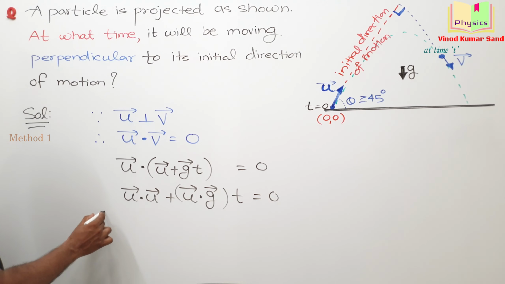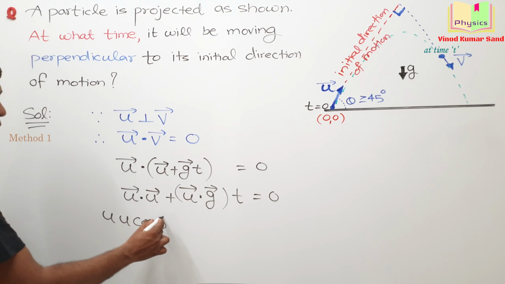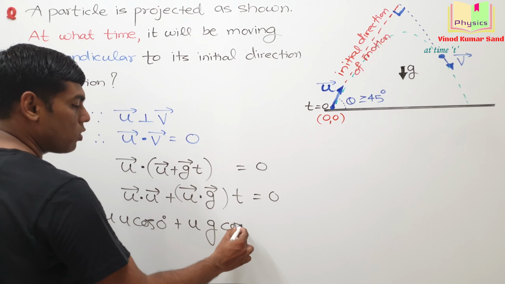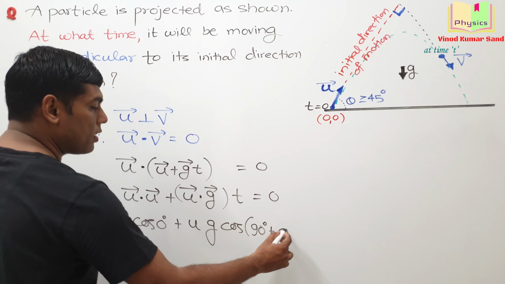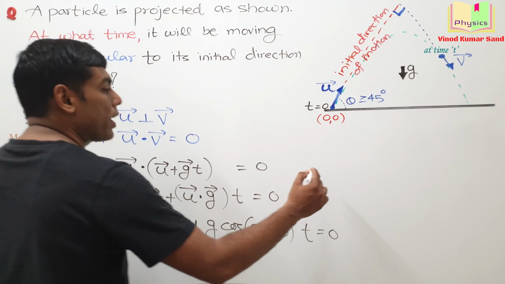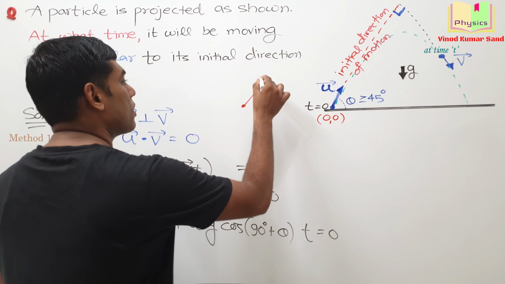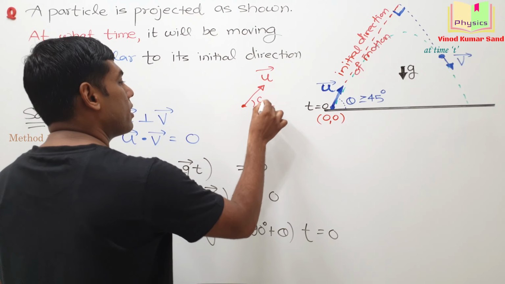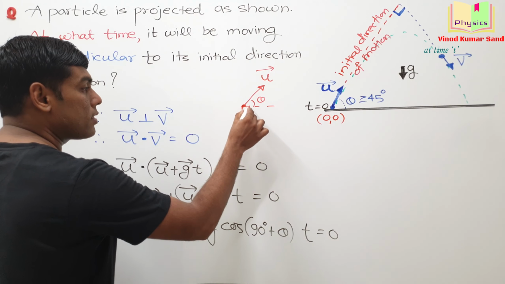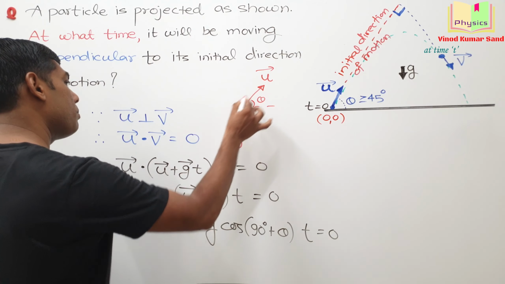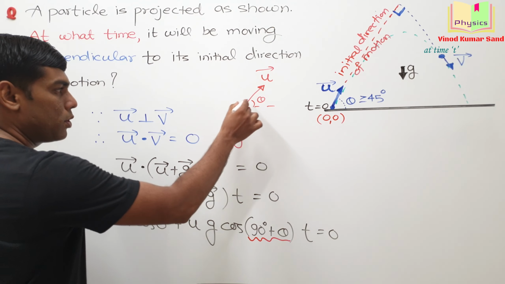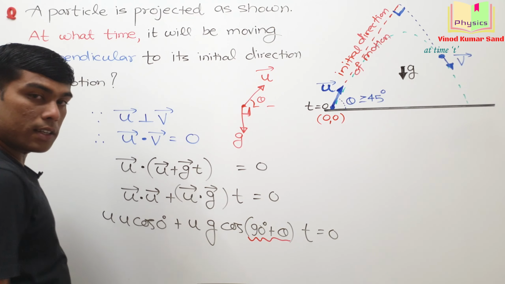U vector dot u vector will be written as u squared cos 0 degree. U vector dot g vector will be written as ug cos of 90 degree plus theta, and outside there is t. I'll explain why that is happening. The u vector was in this direction, making angle theta with the horizontal. The g vector was in this direction, and this angle is 90. So how much is the angle between u vector and g vector? 90 degree plus theta. I hope you understand this.